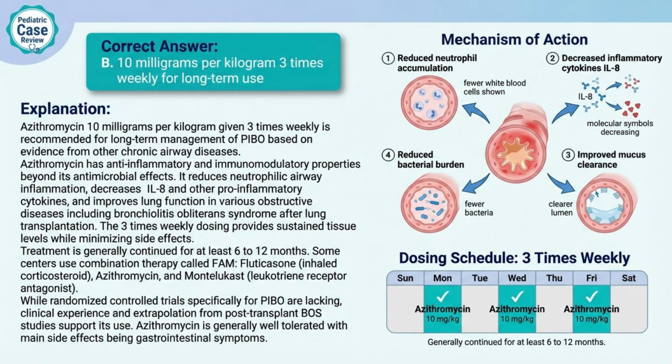10 mg per kilogram given 3 times weekly. As shown in the mechanism of action diagram, azithromycin provides significant anti-inflammatory and immunomodulatory benefits beyond its antimicrobial effects. It reduces neutrophil accumulation and inflammatory cytokines. This intermittent dosing schedule provides sustained tissue levels while minimizing gastrointestinal side effects during long-term management.